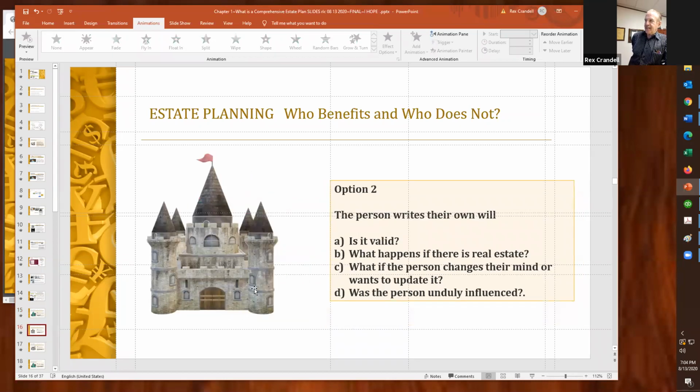So another option for estate plan is the person writes their own will. Is it valid? Did they follow the state requirements to make the will valid? Is it complete, unambiguous? And on a will, what happens if there's real estate? We talked about probate. And what happens if a person wants to update it? And then after they pass away, the beneficiaries may have a question if the person was unduly influenced in the making of their will. California does allow holographic wills, which you write all in your own handwriting.